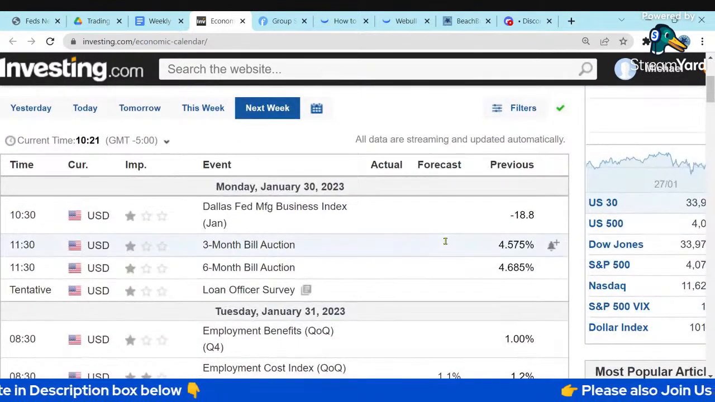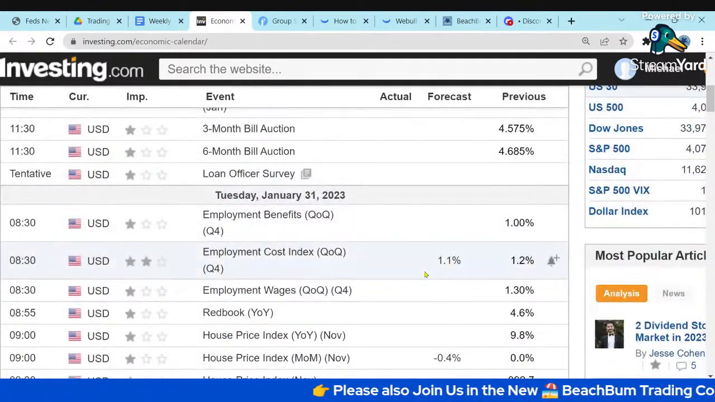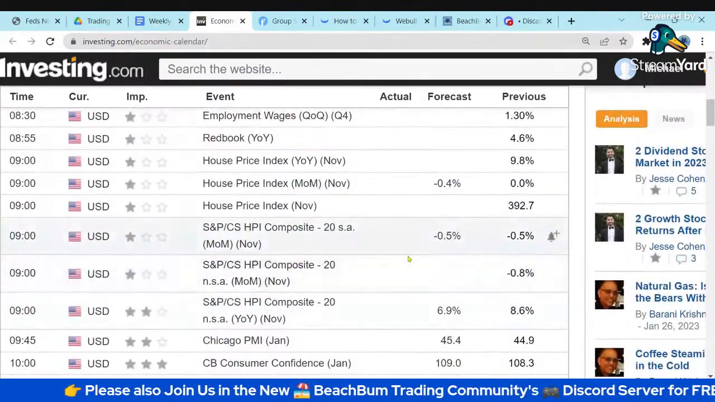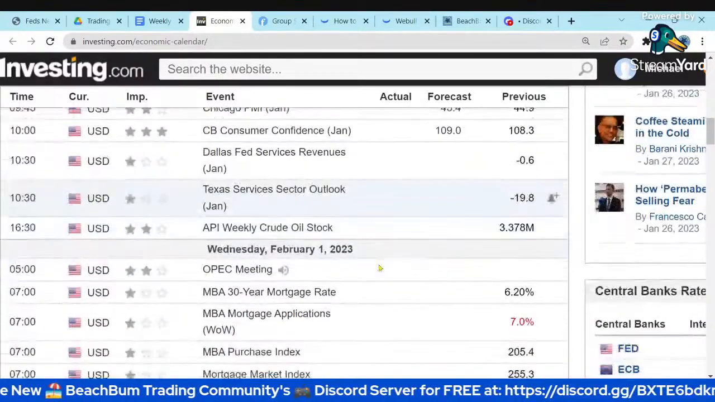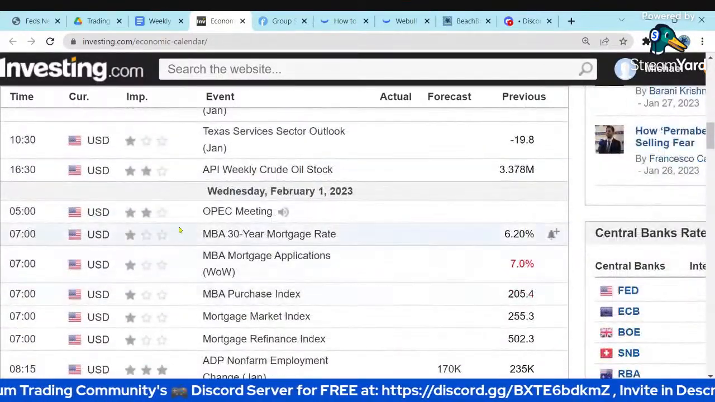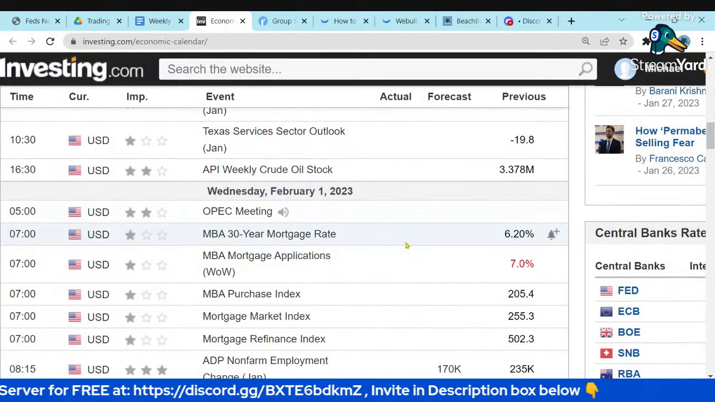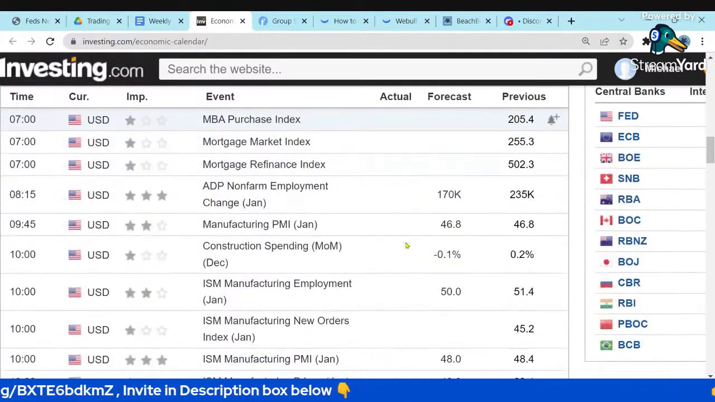So next week, here's the economic calendar for next week. Not a lot on Monday. Tuesday, we've got some employment data, housing, Chicago PMI, again, not a whole lot. Got OPEC. The news I've heard so far is OPEC's not expected to really change anything, so we don't expect a whole lot out of that.